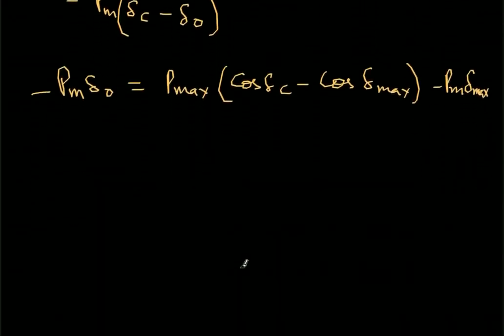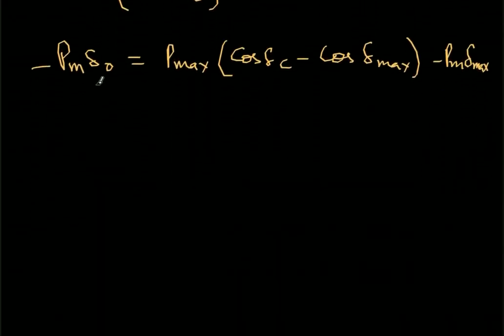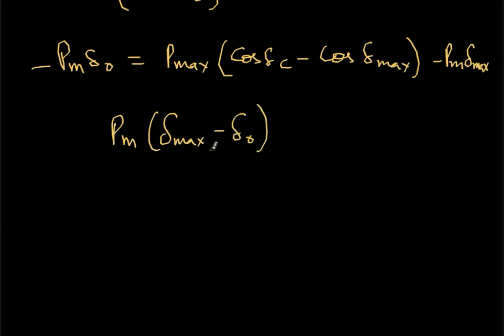Just bear with me, we are almost at the end. This is known, this is known, this is known, and this also is known. Only thing that is unknown is delta C. So I want to write it in terms of delta C. This term will go to the other side. So PM times delta max minus delta naught, and then it gets divided by P max, and from this will get added.